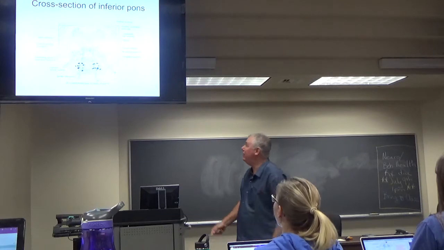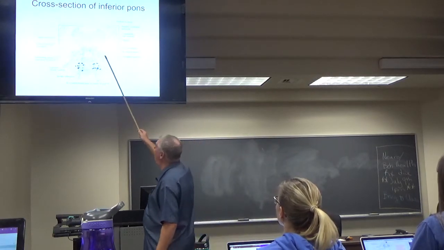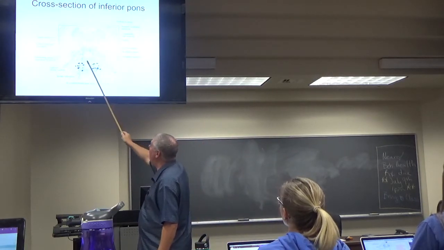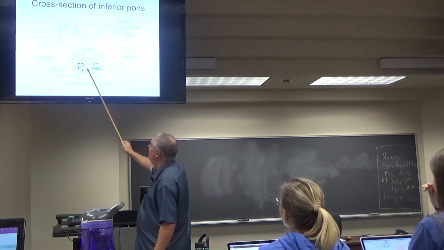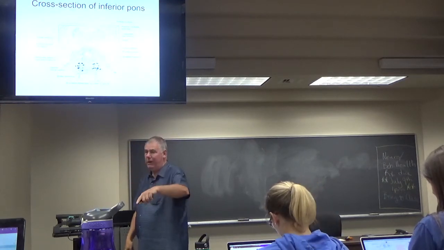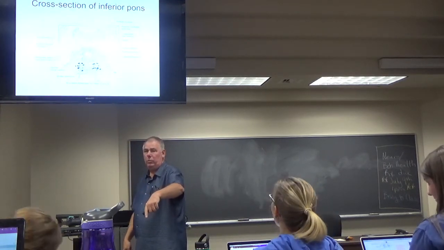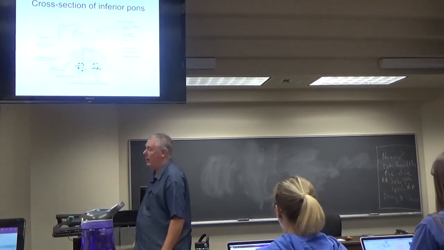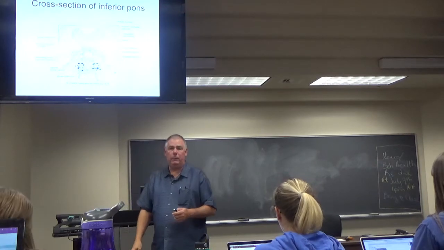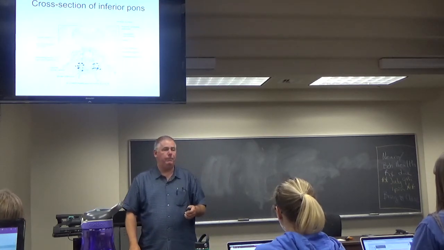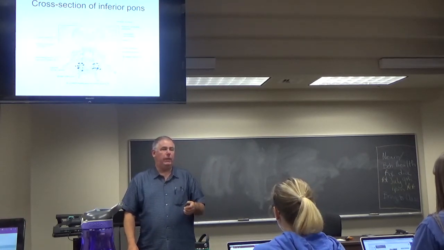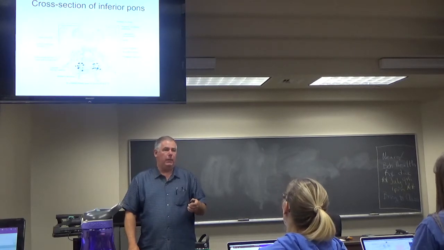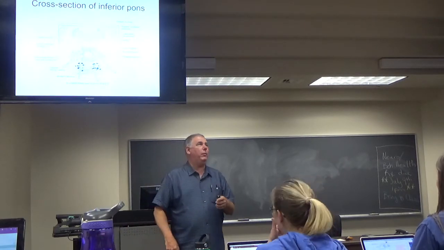Here also is our descending tract and nucleus 5. That's still in front. Here's the medial lemniscus. Remember that inferior olivary nucleus down there was a relay going to the cerebellum. There's a superior olivary nucleus right here. We're not going to worry about it. Just forget it. I'm not going to tell you what it is.